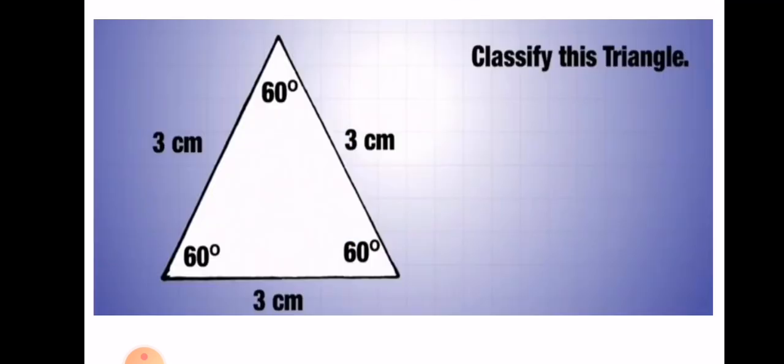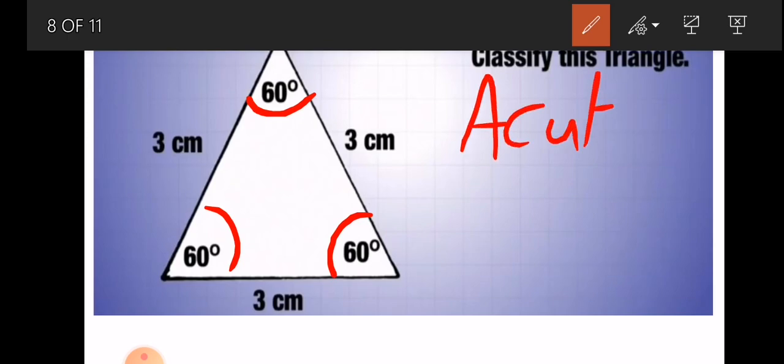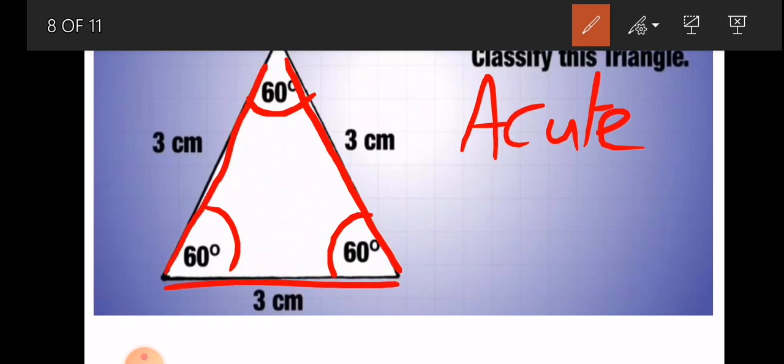For example, this one I want to classify, but I did not tell you to classify according to angles or according to sides. It means you have to do both. So first, according to the angles. Watch the angles, please. Here we have this angle 60, 60, 60. If they are the same and the three are what? Less than 90, it means they are acute. So according to the angle, it's an acute triangle. According to the sides, watch the sides. This is 3, 3, 3. If they are the same, if they are equal, we call it equilateral.